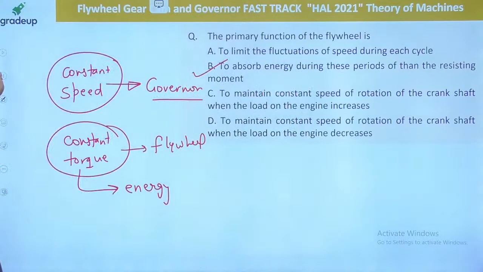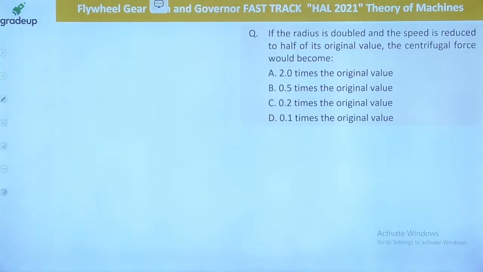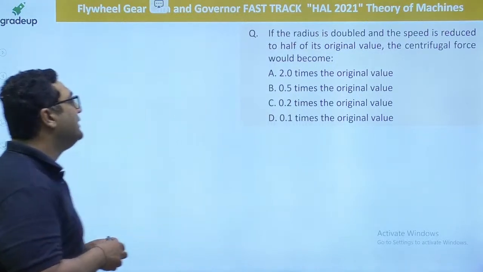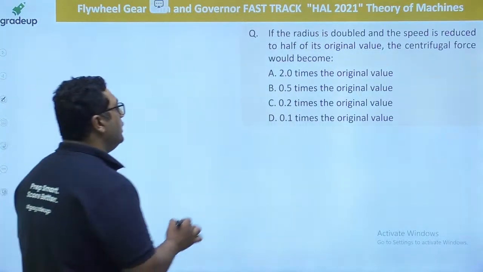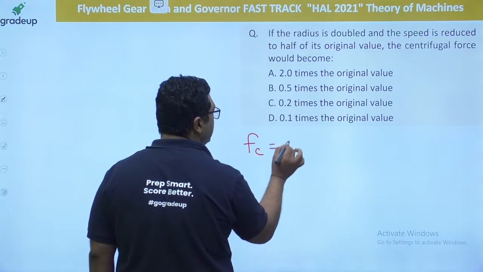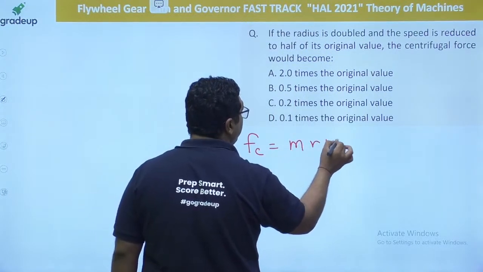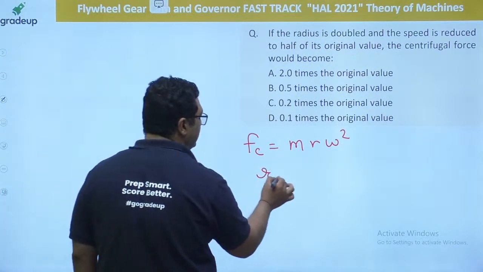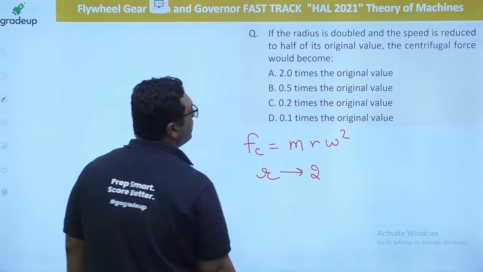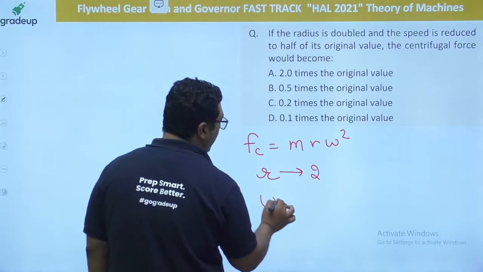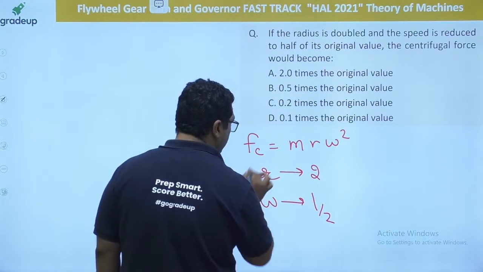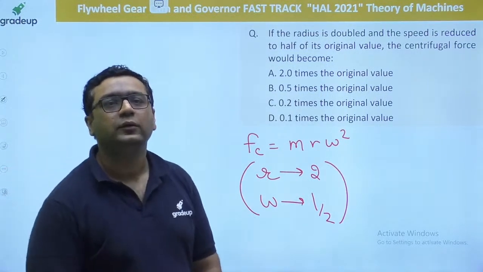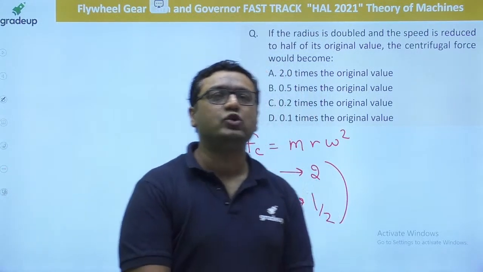Let us move to the next one, guys. If the radius is doubled and the speed is reduced to half of its original value, then the centrifugal force will become. You know that centrifugal force is given as m r omega square. So when you are going to double the radius and when you are going to reduce the speed to half. Yes, very easy question, guys.